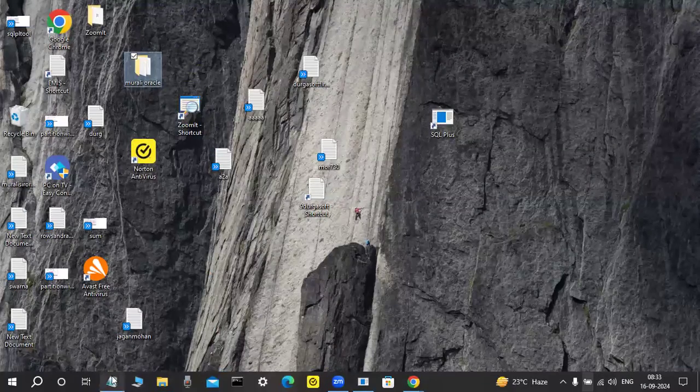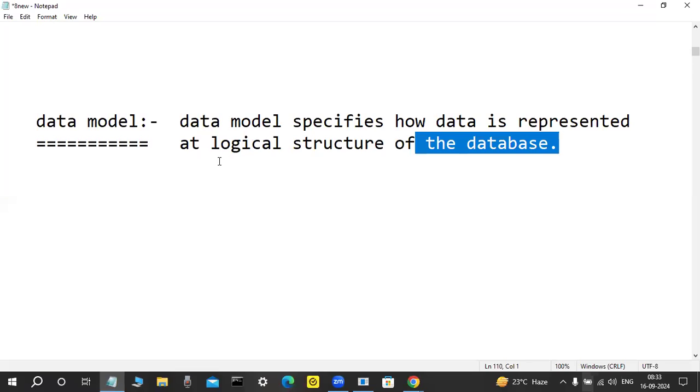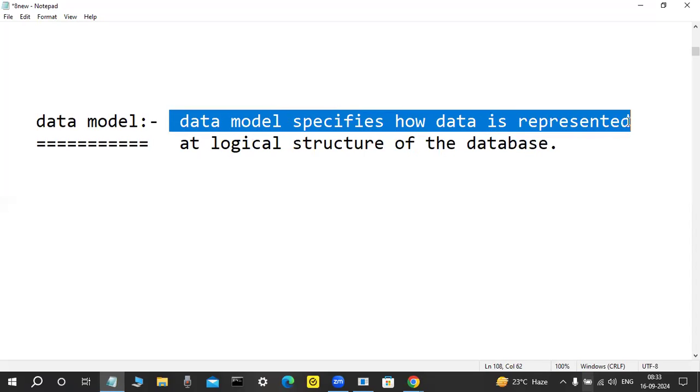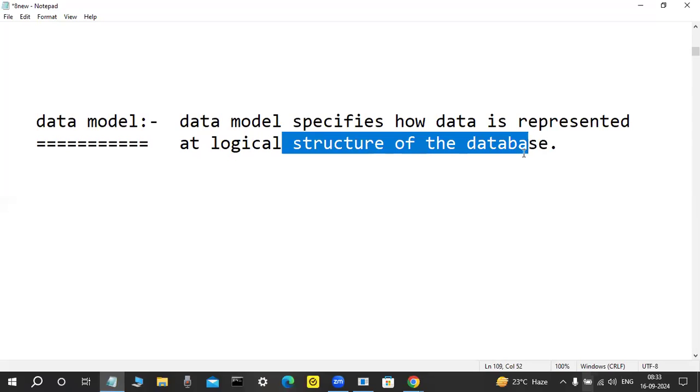Nowadays, nobody uses those types of software based on the tree structure. How we convert that into a relational data model, we are learning, don't worry. I will tell you. But first observe here: a data model specifies how data is represented in the logical structure of the database. But what is the relational data model?